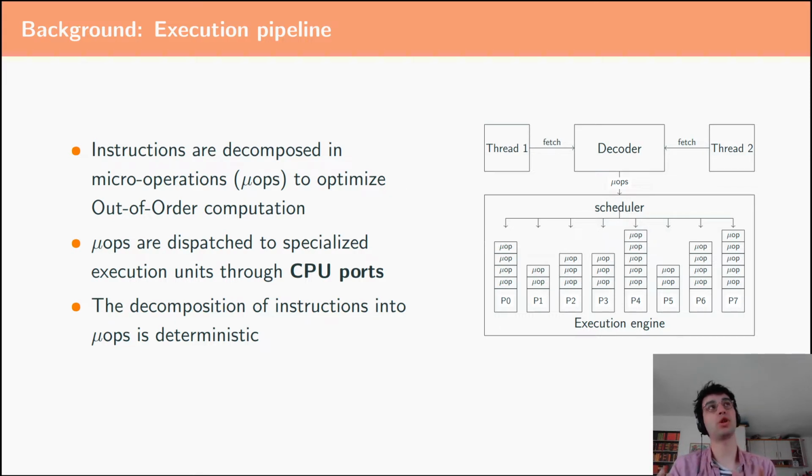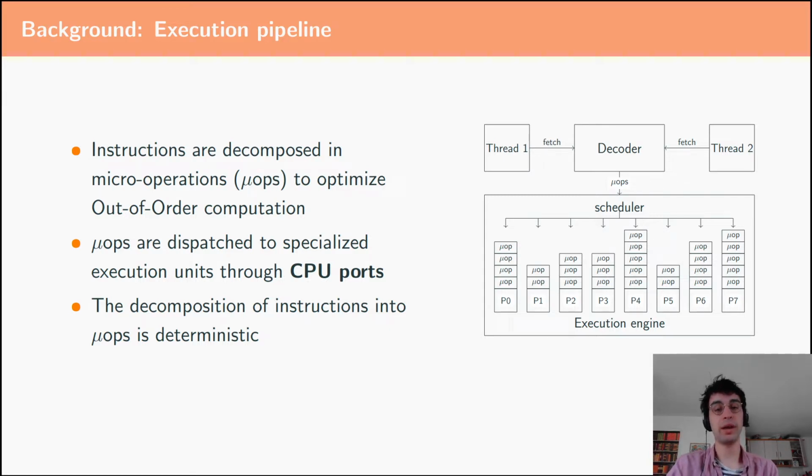Now, the execution engine is a set of execution units, and each of these units is highly specialized, meaning you have execution units for algebraic computation, for memory operations, etc. So basically, each UOP has to go to the associated execution unit. And to do so, the scheduler will send the micro-operation to CPU ports. Here you can see them, P0 to P7 for a Skylake computer.